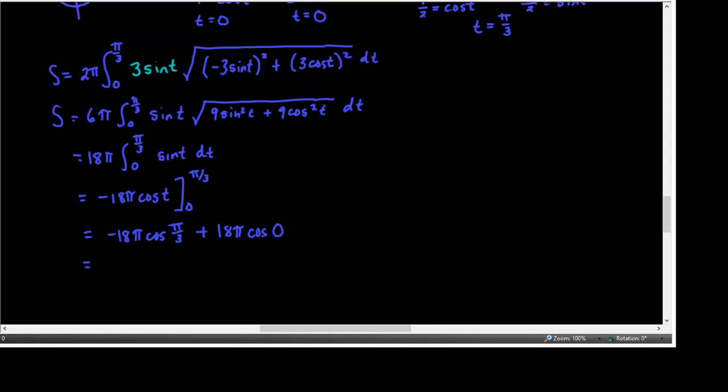Okay, so cosine of pi over 3 is 1/2. 1/2 times negative 18 pi is negative 9 pi. Cosine of 0 is 1. 1 times 18 pi is 18 pi. And so my final answer is 9 pi. Okay, that's the end of this lesson. I will see you in class.